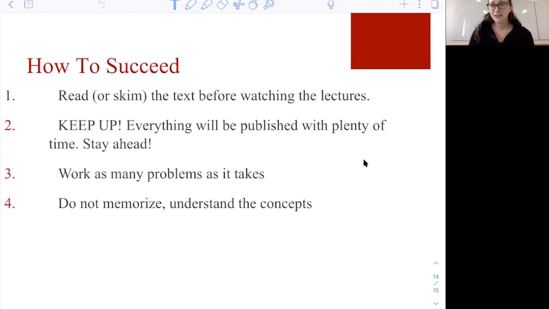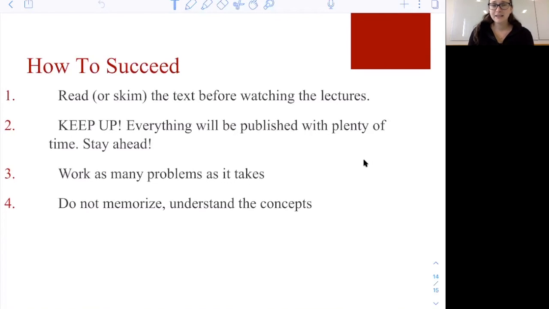Number two, which might be the most important, is to keep up. Please do not get lazy and wait until the very last minute to do all of your homework and all of your lecture videos. You will have plenty of time to do it. It will be published with plenty of time. So stay ahead, keep up, especially if you know something's going on in your family or you have a vacation coming up. Hopefully you guys aren't traveling too much with coronavirus. But especially if you have something coming up, please stay on top of everything. And then additionally, if you are staying on top of everything, God forbid that you do get sick, then you will be a little bit more covered and you won't be so behind once you're feeling better.